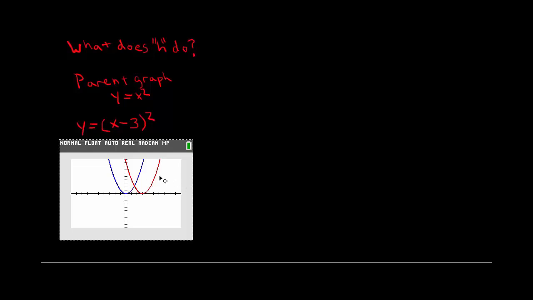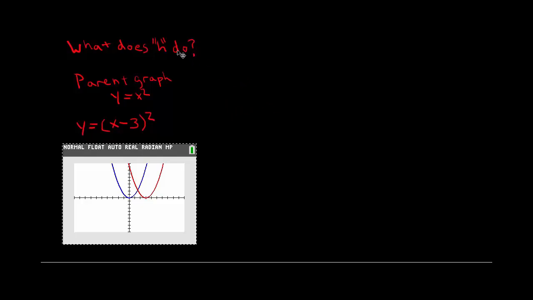So if we want to make a table of values here, we should be able to do this fairly easily. We're going to use what we know about our parent graph to figure out what our new values are for this transformed graph. I'll do the best I can here, drawing right on this. So we know our new vertex is at 3, 0. We just found that. So we need to be able to go backwards a couple, and let's go forward a couple.